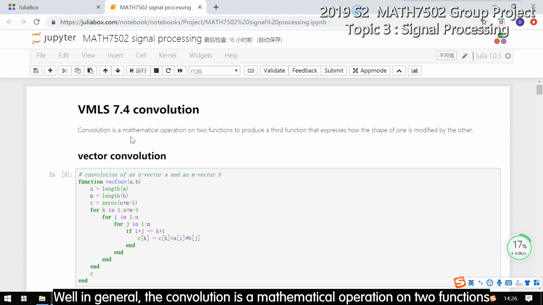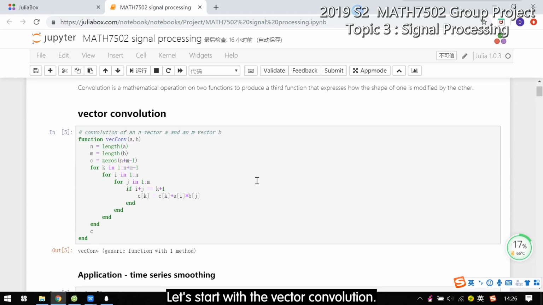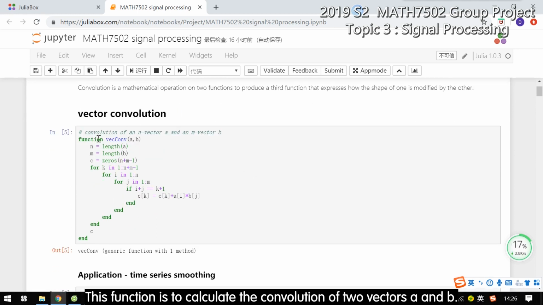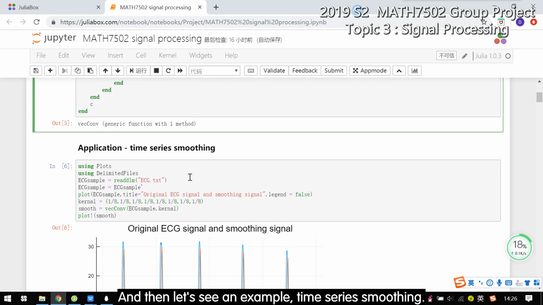Well, in general, the convolution is a mathematical operation on two functions to produce a third function that expresses how the shape of one is modified by the other. Let's start with the vector convolution. This function is to calculate the convolution of two vectors a and b. And then let's see an example, the time series smoothing.